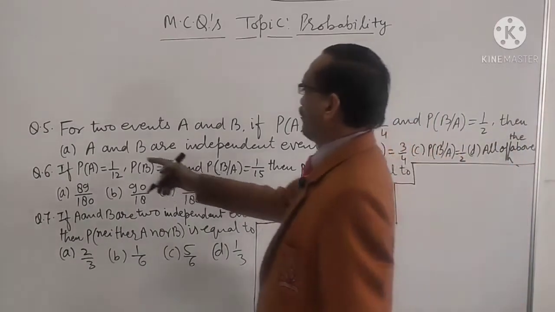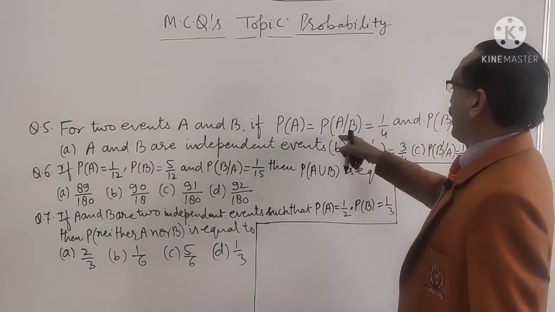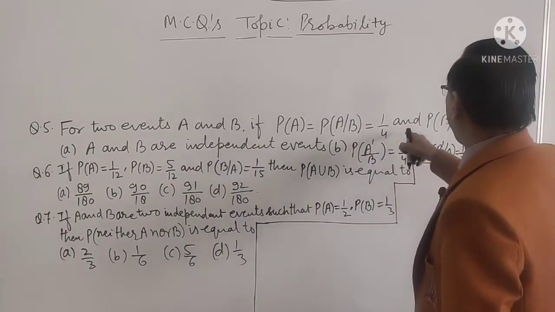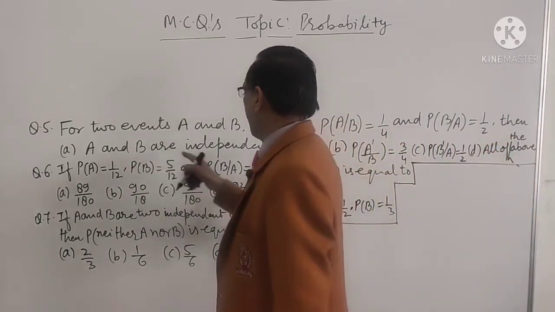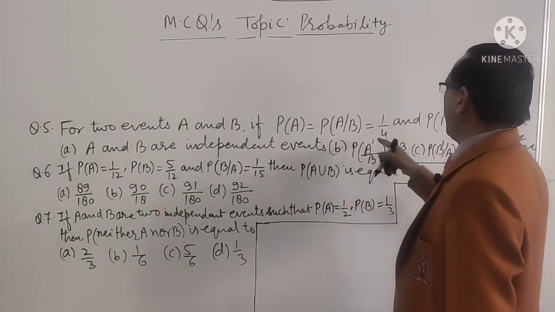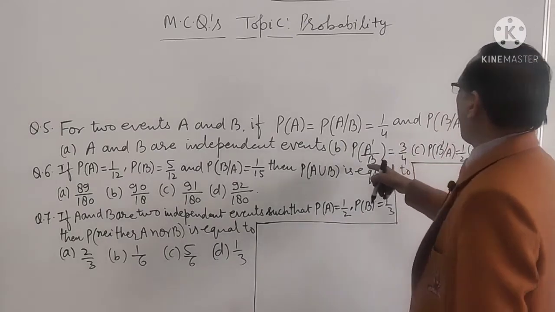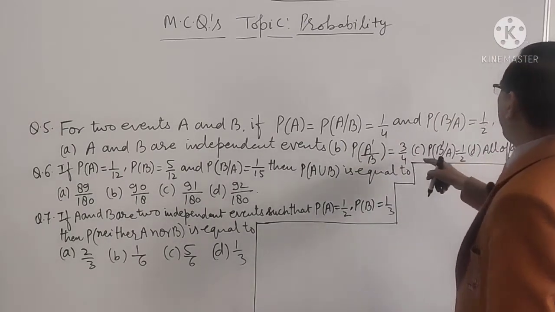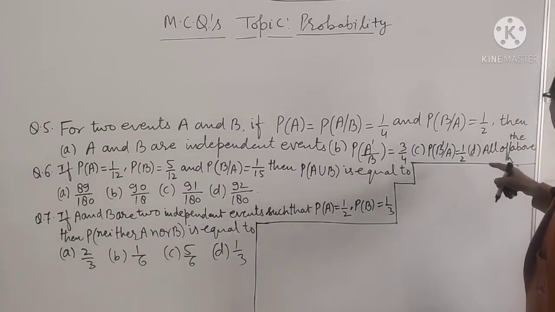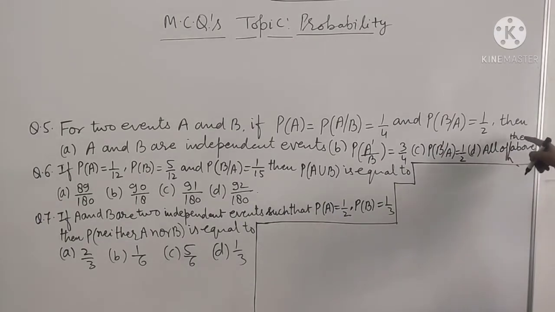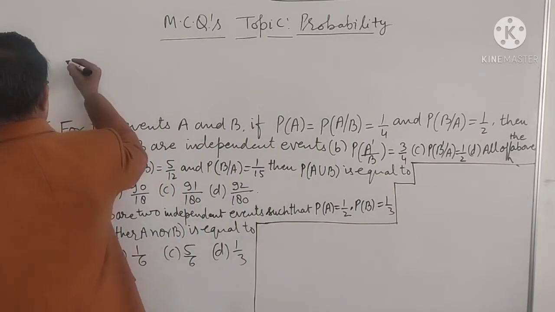Now, question 5. For two events A and B, if P(A) equal to P(A|B) equal to 1 by 4 and P(B|A) equal to 1 by 2, then A and B are independent events. P(A complement | B) equal to 3 by 4. C, P(B complement | A) is 1 by 2, and D option is all of the above. So let us check all the options.